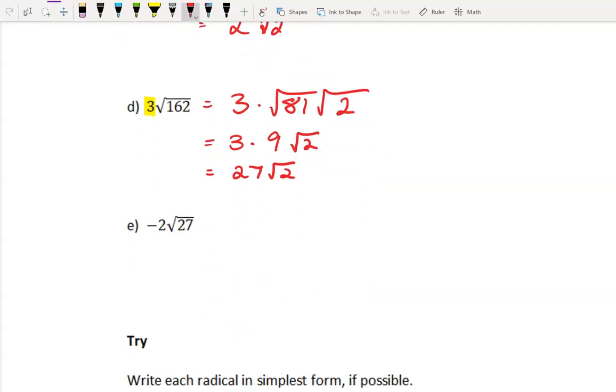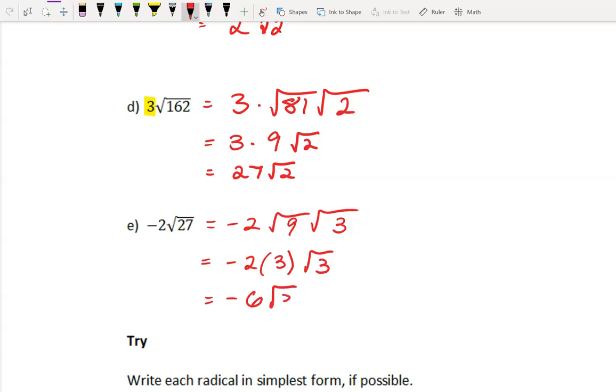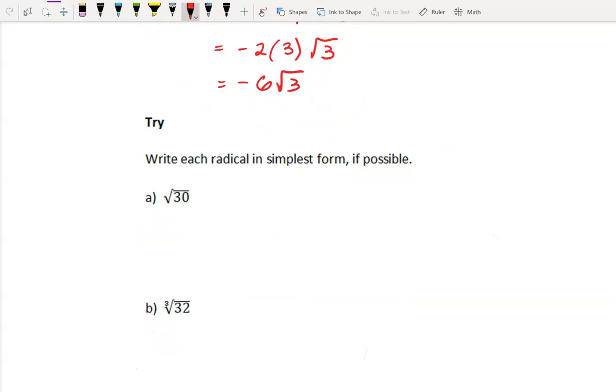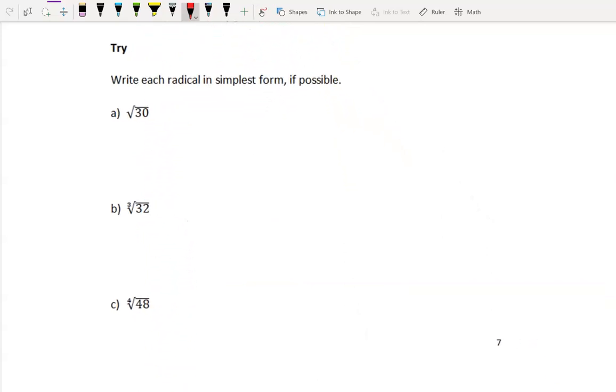Okay, you guys try this one. This one's similar. This one has a negative in front. Okay, pause the video, see if you can get this correct. Okay, factor of 27 that's a perfect square. Well, 9. So this is negative 2 times 3 times root 3, which is negative 6 root 3. Okay, I've got a few more like that. Can you please spend a few minutes trying this and then put the video back on?